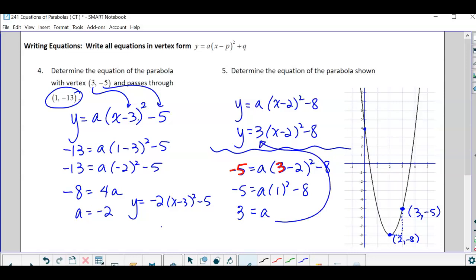Let's see. Was that y-intercept 4? So if I put 0 in for x, I get negative 2 squared is 4 times 3 is 12 minus 8 is 4. So it is exactly. It's just a little bit hard to tell when your grids are small.